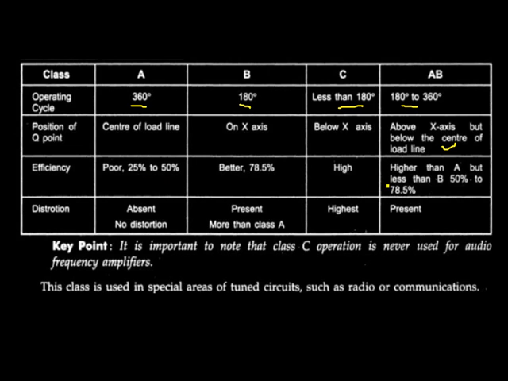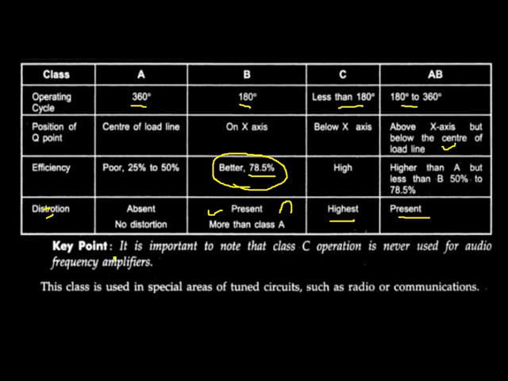Now efficiency is higher for class B, and it is better compared to class A. So we are making use of this property to reproduce the signal without distortion using push-pull amplifiers in class B configuration. Then this is distortion. Distortion is absent in class A. It is present in class B because we are reproducing only half the signal. Then this is highest in class C. Distortion is present in AB also because you are not reproducing the actual signal.